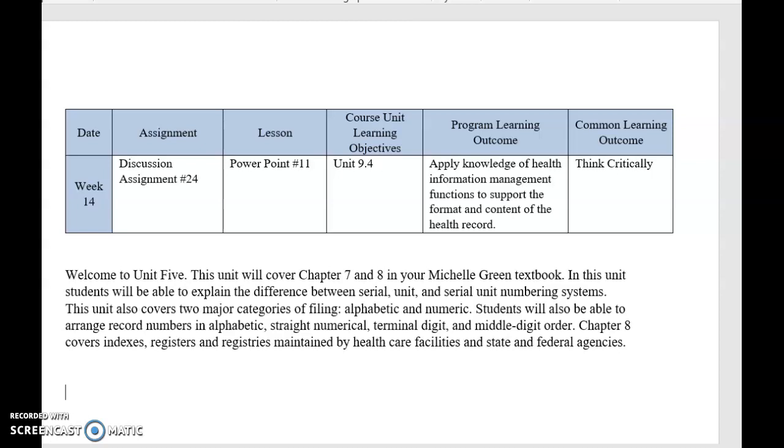With that, you're going to review PowerPoint number 11, and we're going to look at assignment number 24. And our course unit learning objectives, program learning outcomes, and common learning outcomes all stay the same.